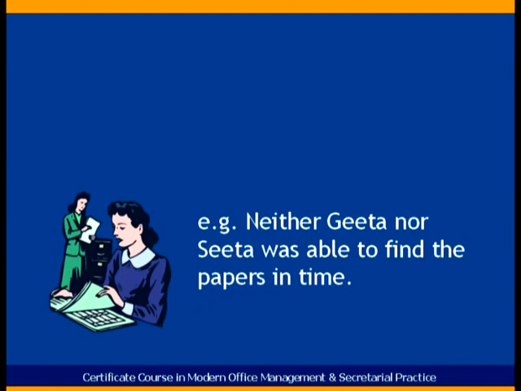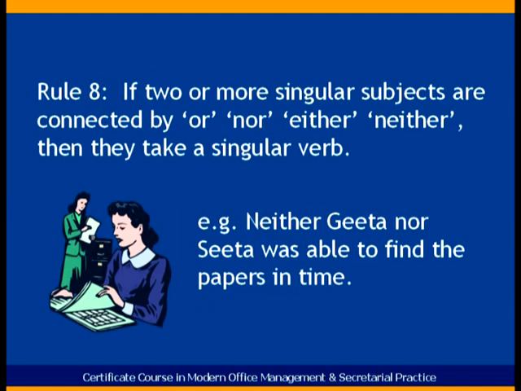Rule number 8. If two or more singular subjects are connected by or, nor, either, neither, then they take a singular verb. For example, neither Geeta nor Sita was able to find the papers in time.